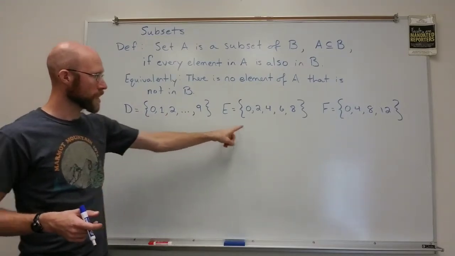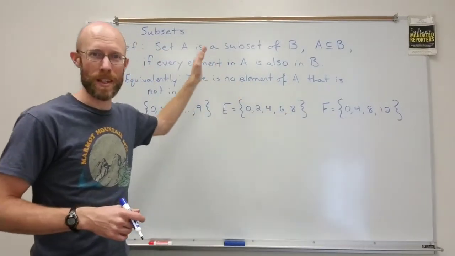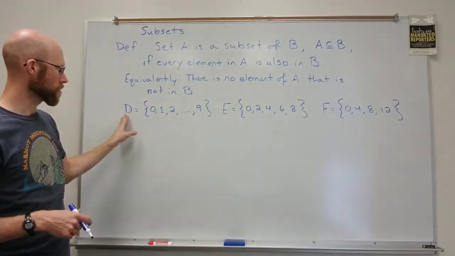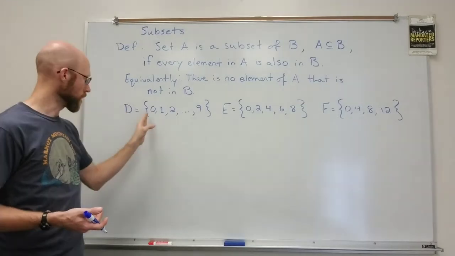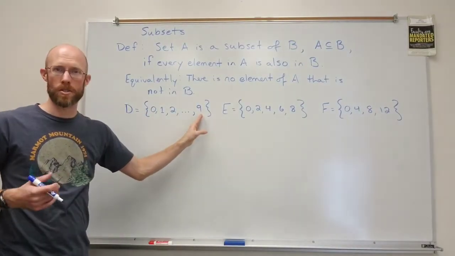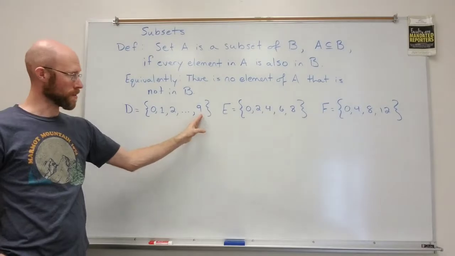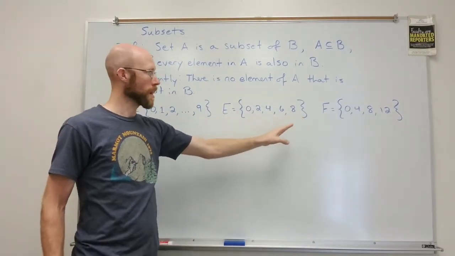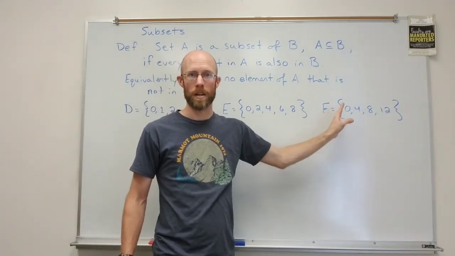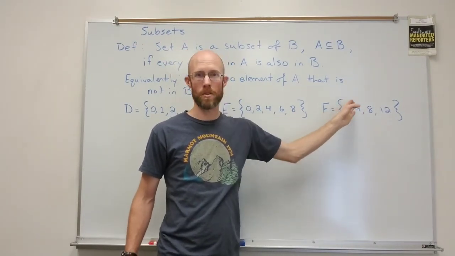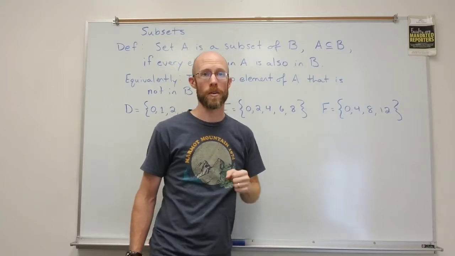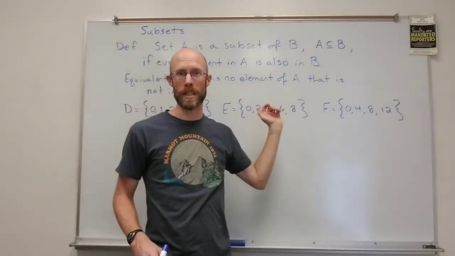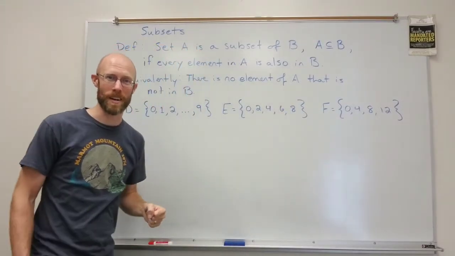I've got sets D, E, and F. That way I can avoid using the A and B notation up there and getting confused. D, I use for digits. These are all of the 10 digits in our standard counting system. E is for the even digits, and F is for the first 4 numbers here that are multiples of 4. So D for digits, E for even, F for 4. That actually made sense as I wrote that up.